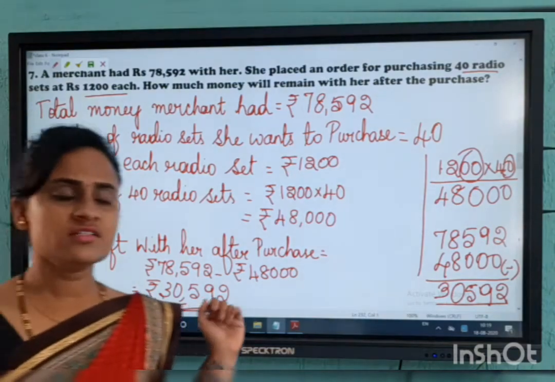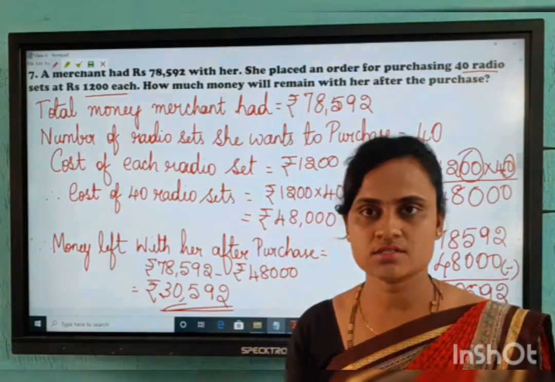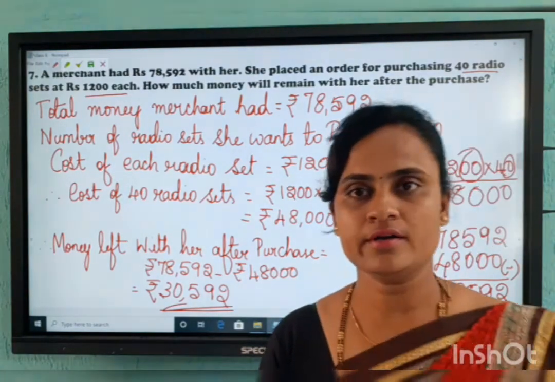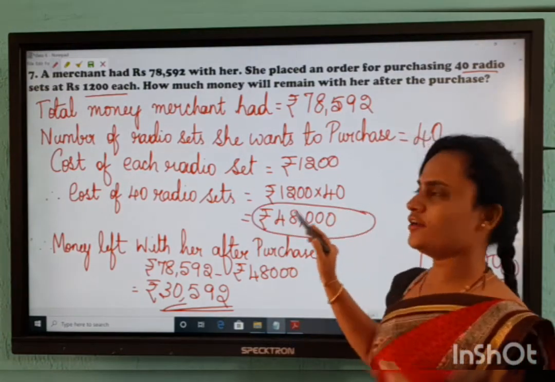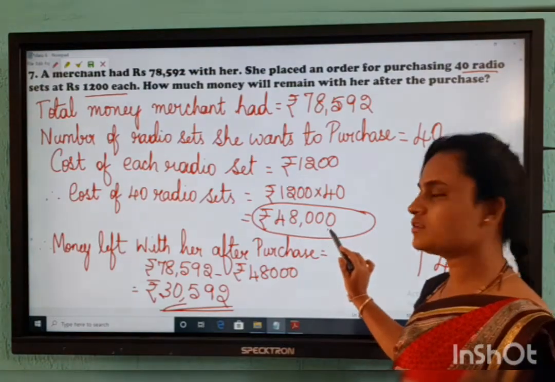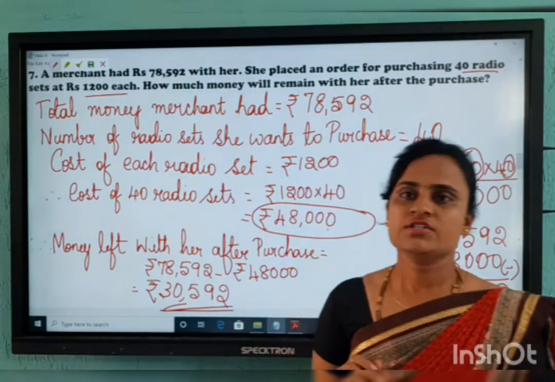So she was having some money. In that money she is going to purchase 40 radio sets. Where each radio set costs how much, children? 1,200. So 1,200 means afterwards this will be the total cost of radio for 40 sets. So what is the money left means you have to subtract the money she has given to the shopkeeper from the money she is having.